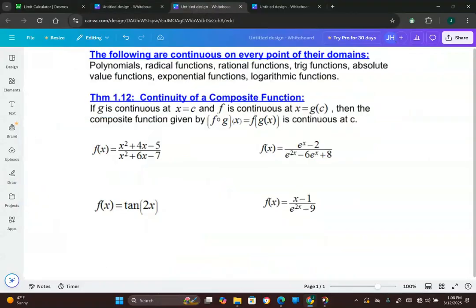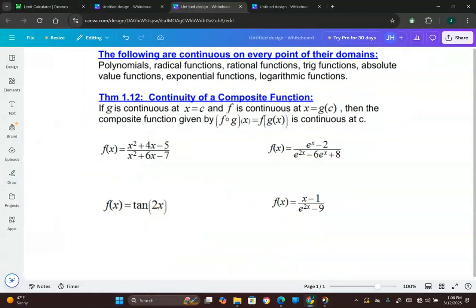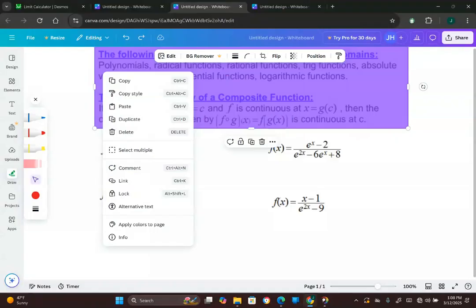Now, these functions are continuous at every point on their domains. We've already talked about polynomials being continuous everywhere. Polynomials are continuous on the entire number line.